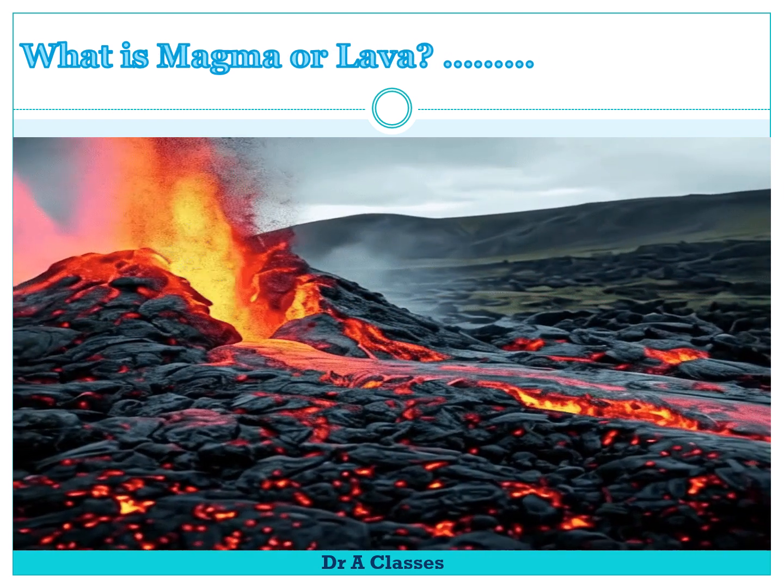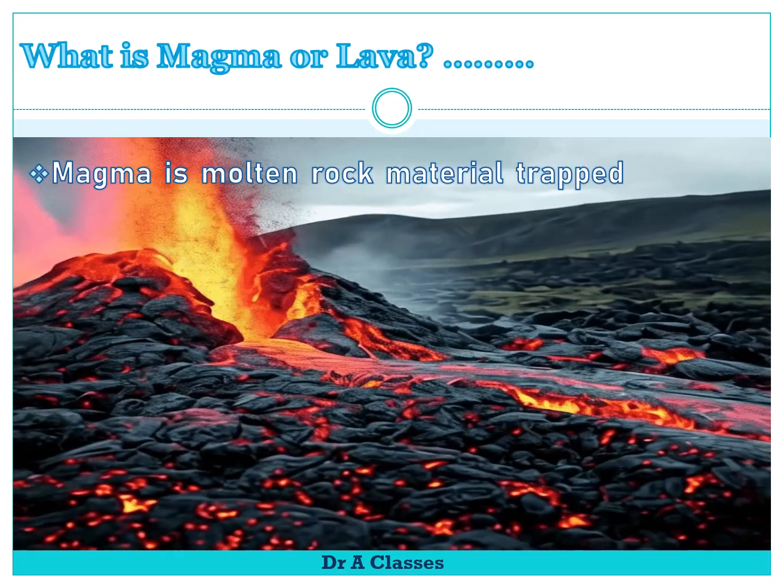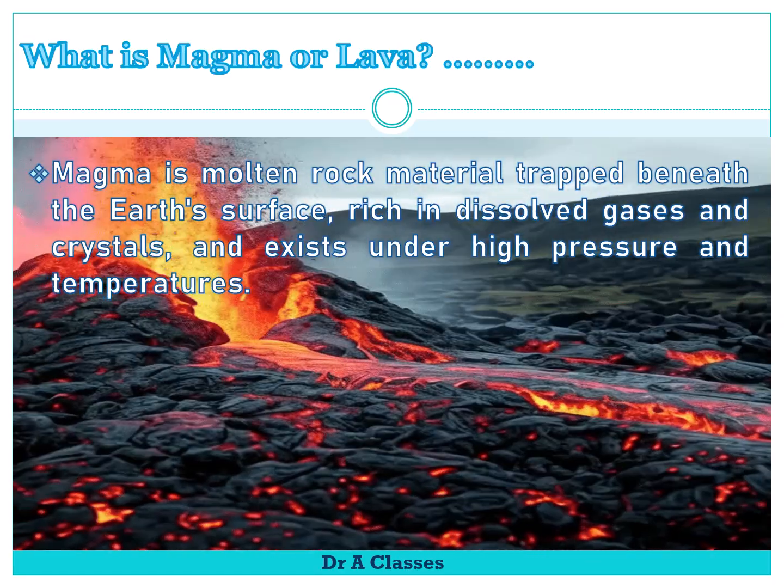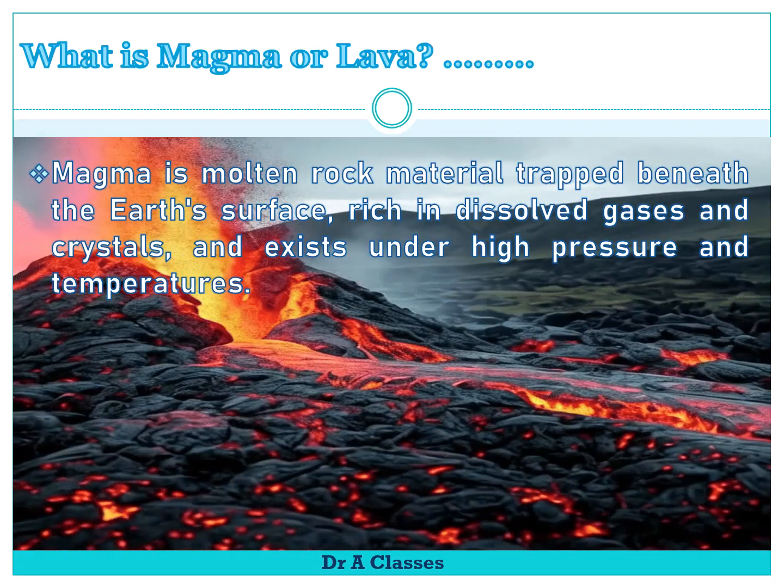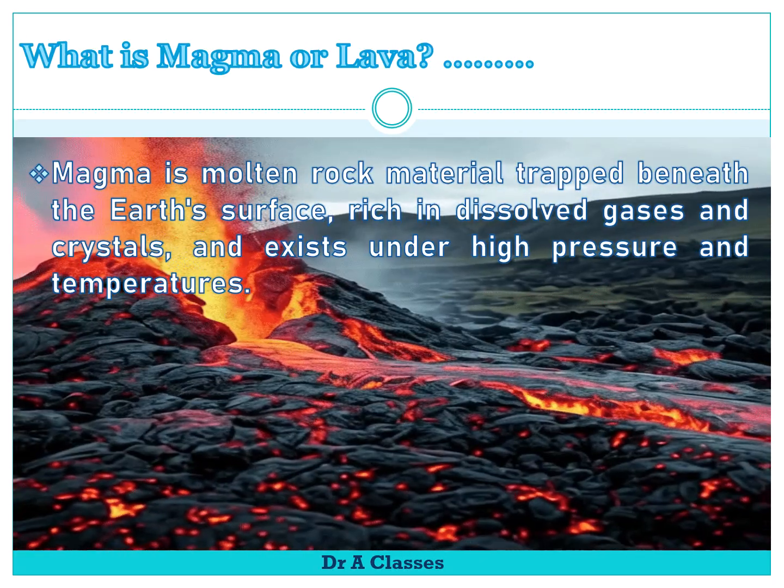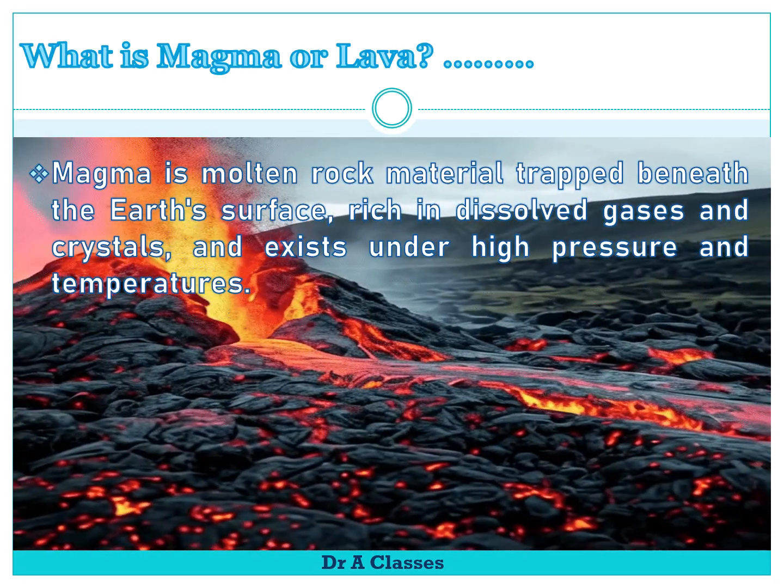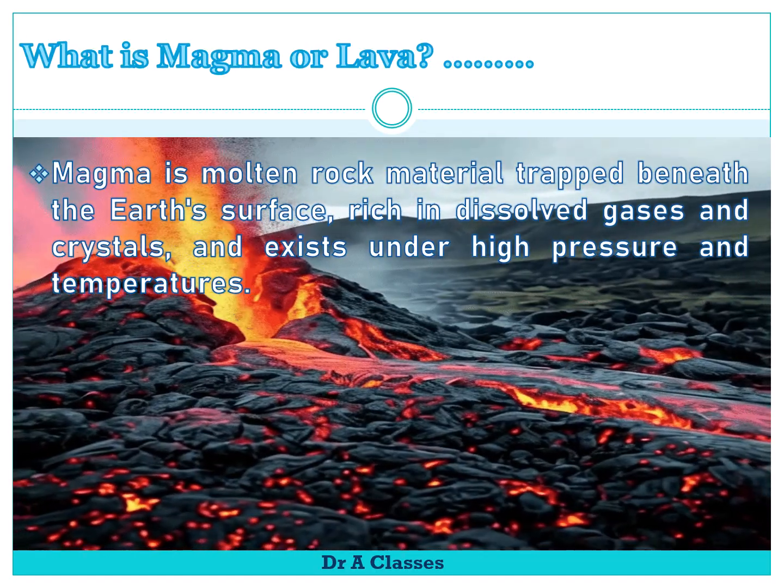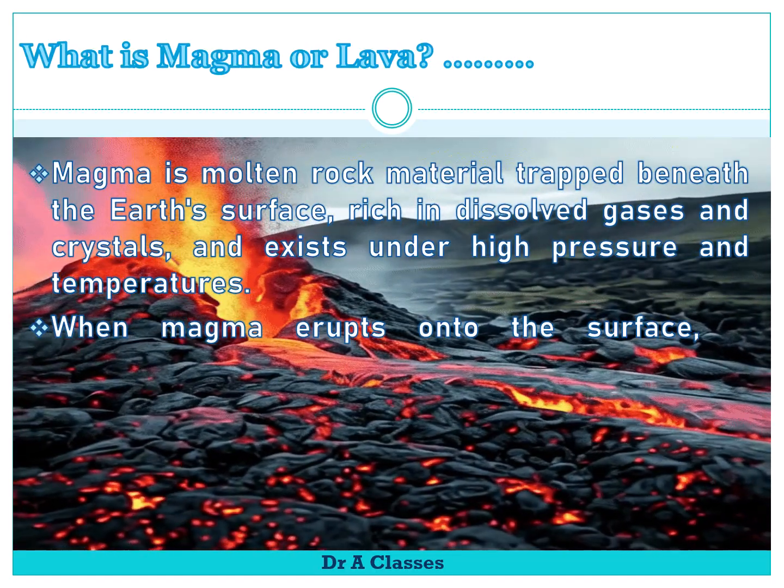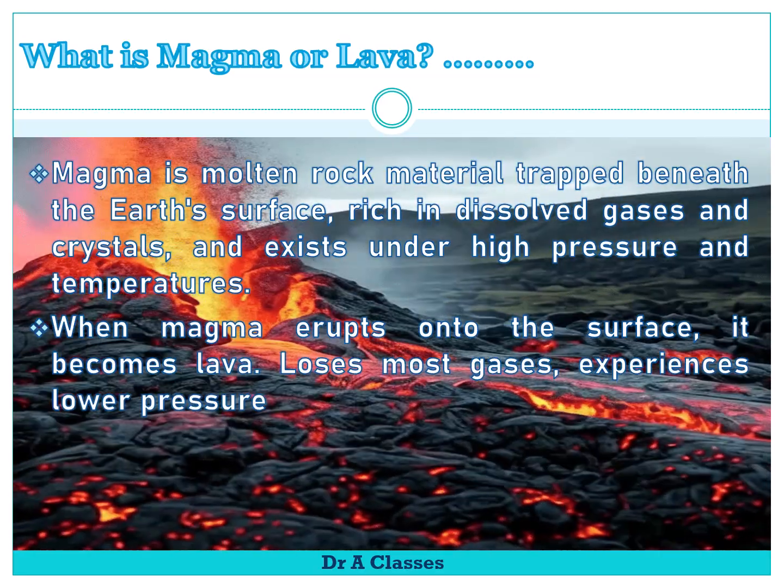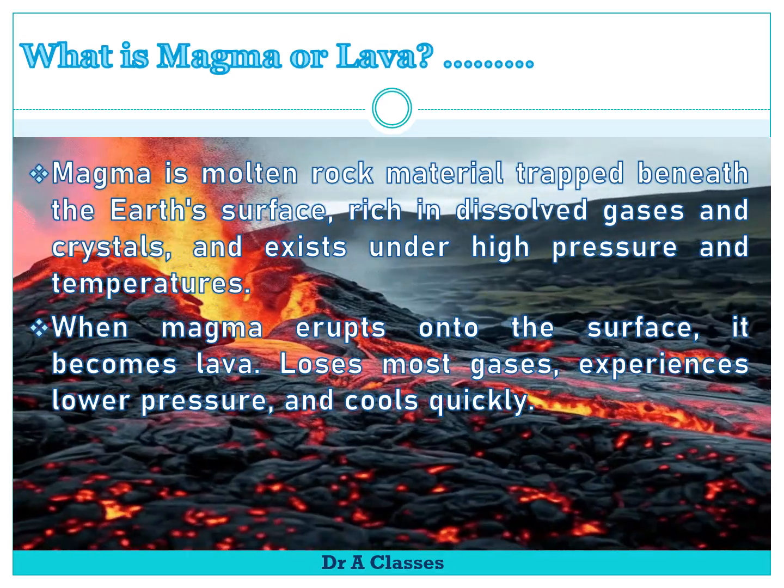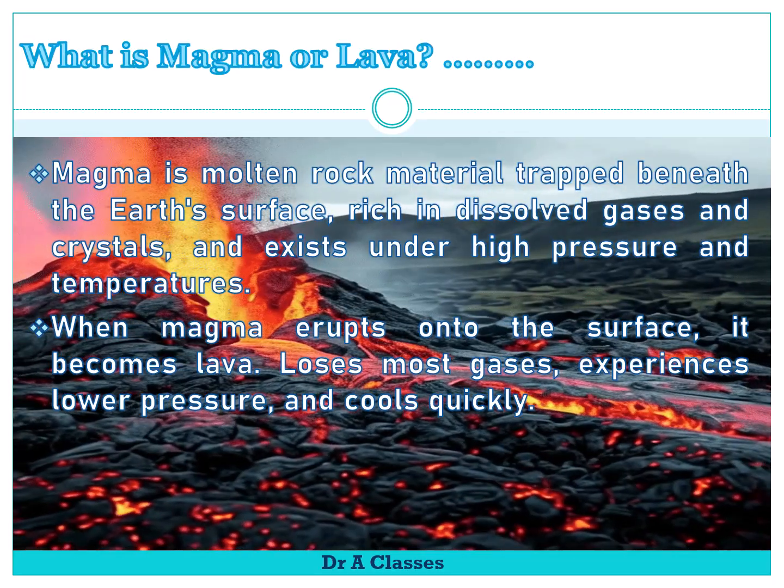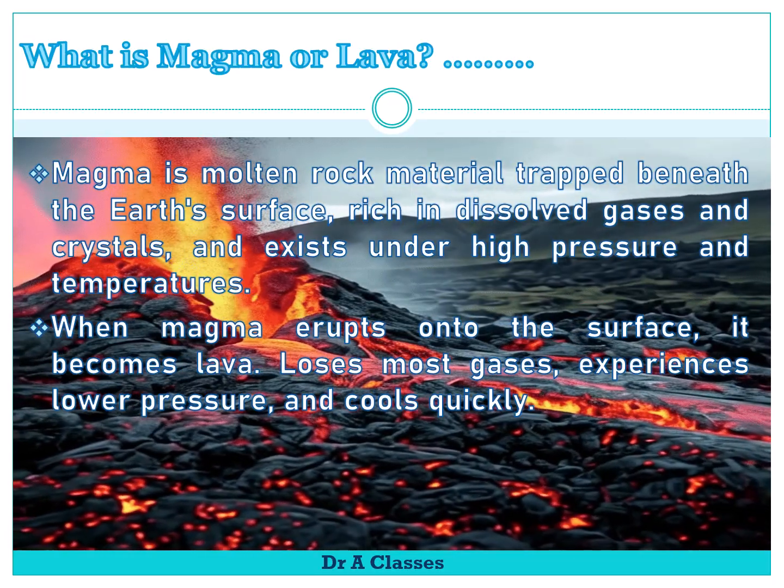What is magma or lava? Magma is molten rock trapped beneath the Earth's surface, rich in dissolved gases and crystals, stored under high pressure and temperature that ranges between 700 to 1300 degrees Celsius. As it cools slowly underground, it forms coarse-grained intrusive rocks like granite. When magma reaches the surface through a volcanic eruption, it's called lava. It loses most of its gases, is exposed to much lower pressure, and cools rapidly to produce fine-grained extrusive rock such as basalt.